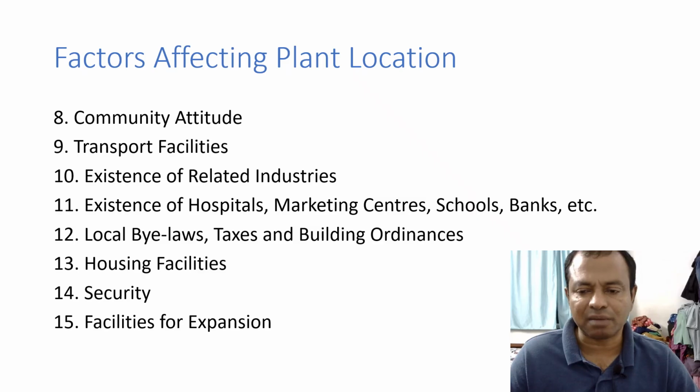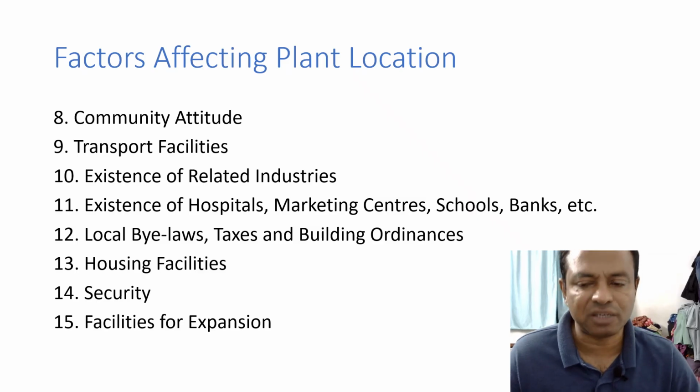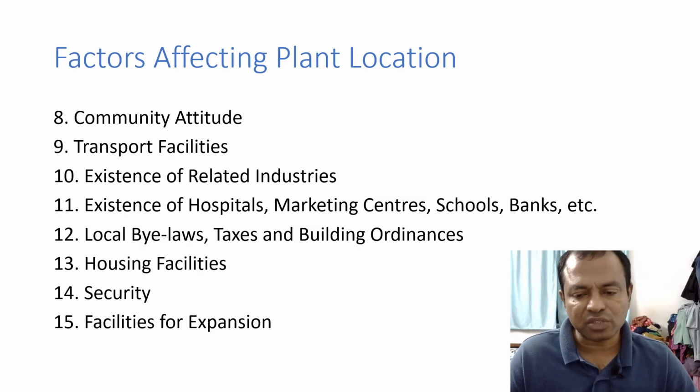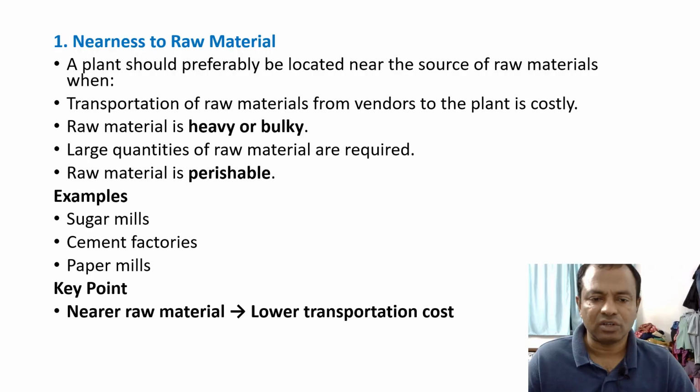So these are some of these. This is not an exhaustive list, but these are some of the most important points we have to consider while selecting a plant location. Now we will see some of these points in detail. So the first one is nearness to raw material.